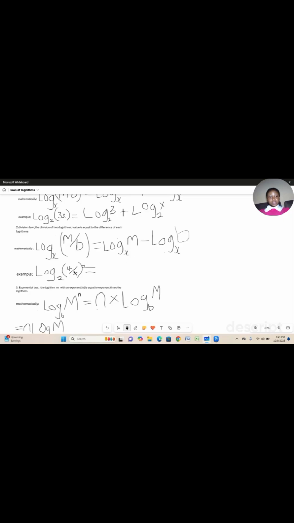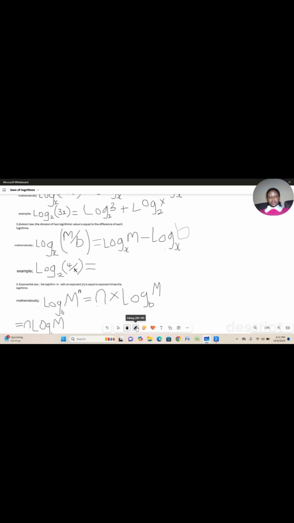So now let's solve this example together. We have log 4 divided by x, log 4 over x base 2. So how do you solve it? We have log 4 base 2 minus log x base 2.